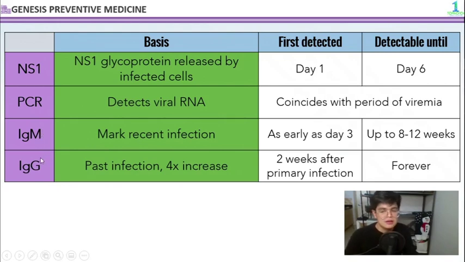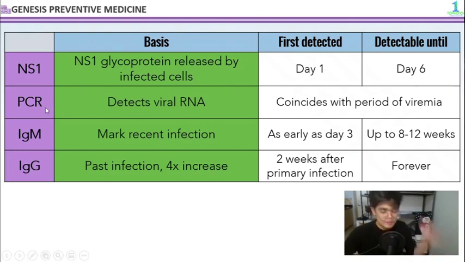And IgG, for example. I've mentioned the PCR as a reference. So, let's go through each one by one. NS1. NS1 glycoprotein is detected in the NS1 antigen test. So, NS1 is an antigen test. The NS1 glycoprotein is not inherent to the dengue virus. It is released by infected cells. So, they can be detected on day 1 until day 6 of the dengue infection.